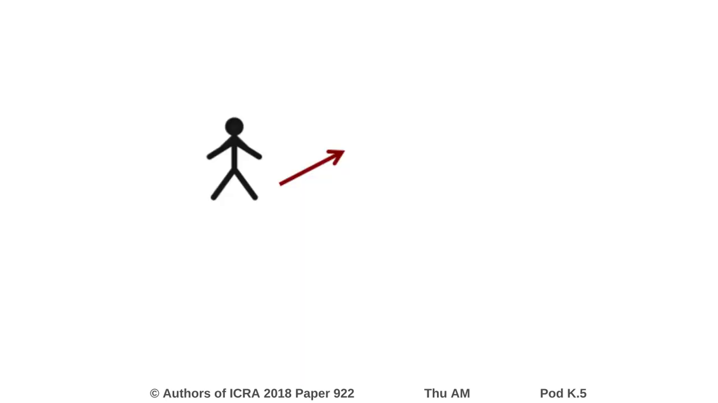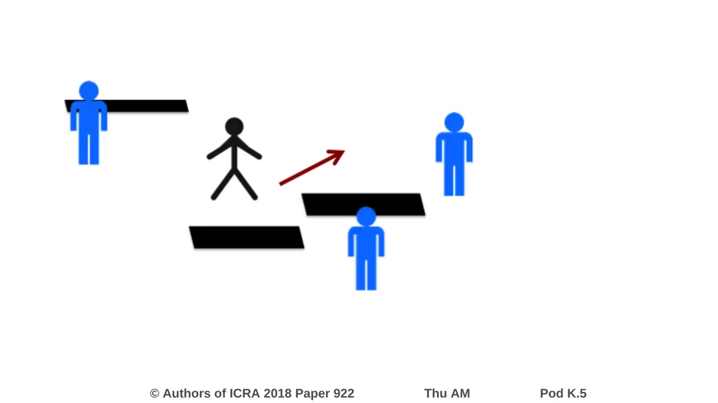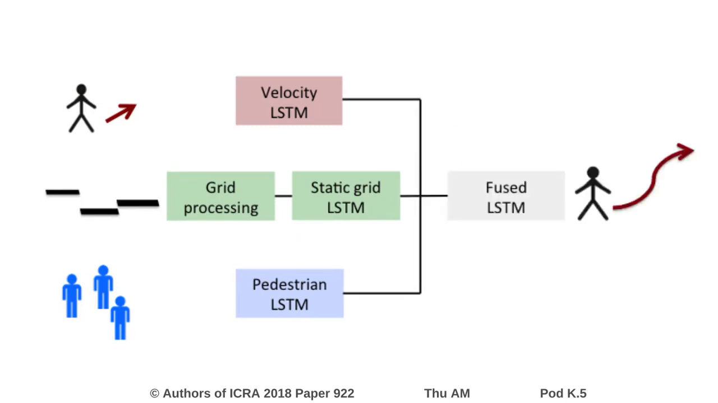The motion and interaction model takes into account three sources of information for each pedestrian: its current velocity, its static environment, and the other pedestrians in its vicinity. Each channel of information is first processed independently before being fused to forecast the future velocities of the pedestrian of choice.